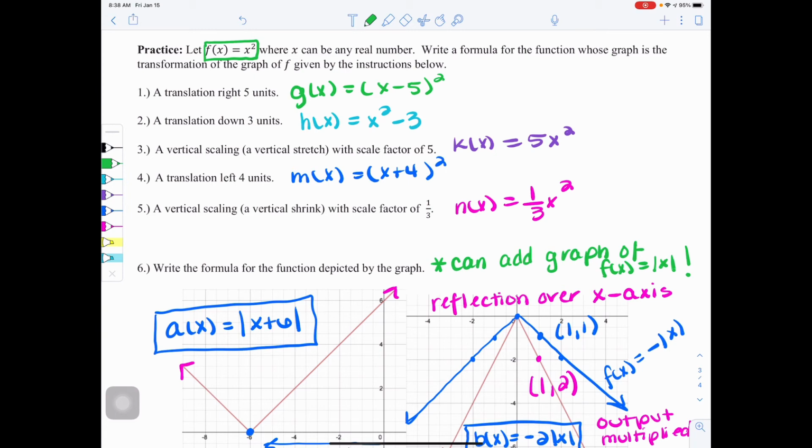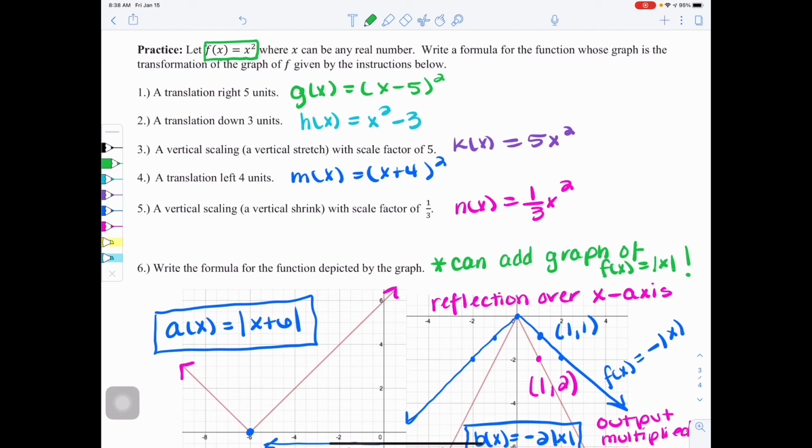Number 4, a translation left 4 units. Since it's left, I know it's going to go on the inside and be the opposite sign of what your gut tells you. So it's actually going to be plus 4 on the inside of the parentheses. So m of x equals (x plus 4) in parentheses and then squared.